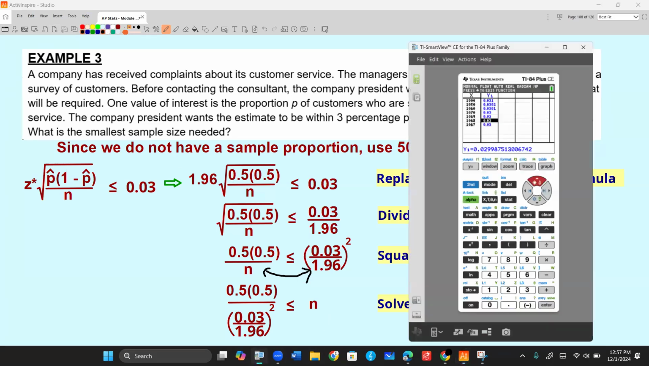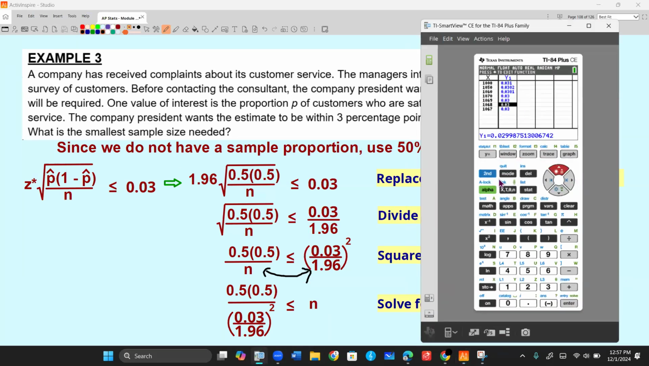And let's put that in the calculator. So I'm going to do a fraction menu. So second y equals 0.5, 0.5. And then on the denominator, I'm going to do another fraction. So parentheses. Oops, let's do the parentheses out here. It's going to be a little tricky entering it in if you're not careful. So we'll do 0.03 over 1.96.